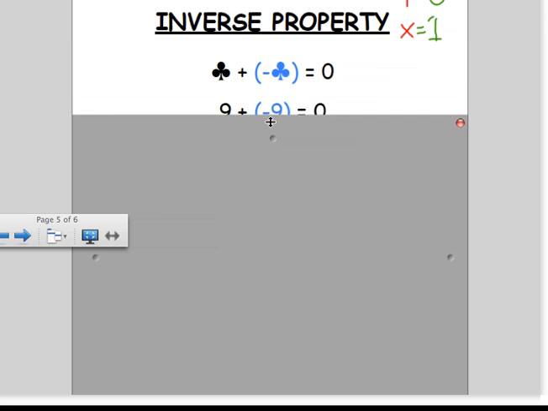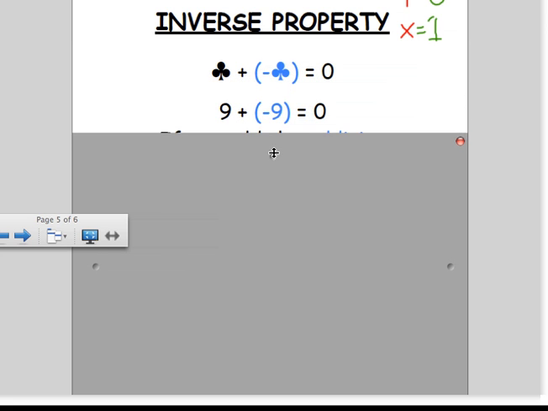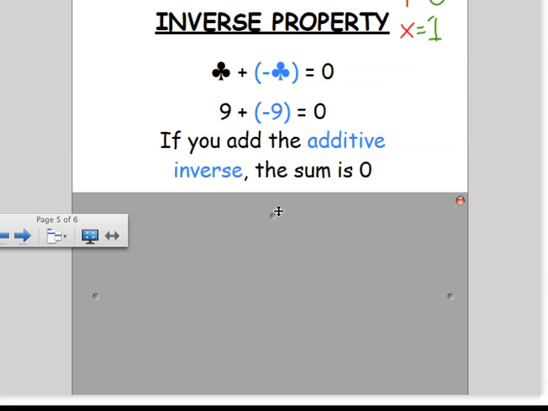So if you look at the additive inverse, you're trying to get to 0. So if you have a number like 9 and you add negative 9, you get to 0, which was the additive identity. So it's kind of like the opposite of the identity property, because you're trying to get to that number instead of adding that number.